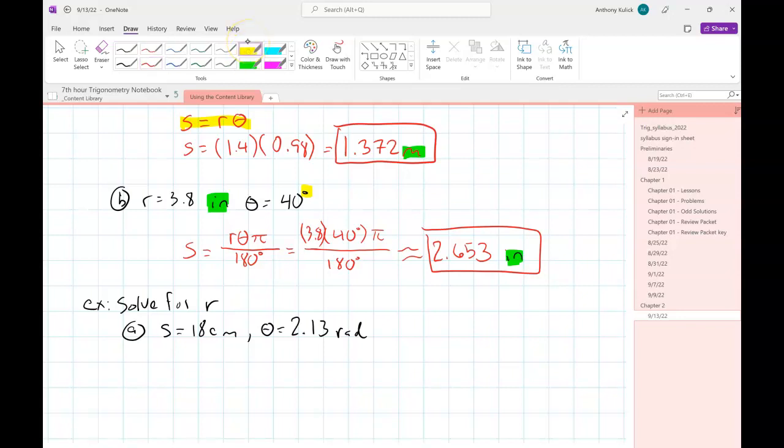What's the first thing we need to check? Great, the unit of measurement on our angle. In this case, that's radians. So we'll use the radian version of our arc length formula. Now we can fill in our values. 18 goes in for S. 2.13 goes in for theta.